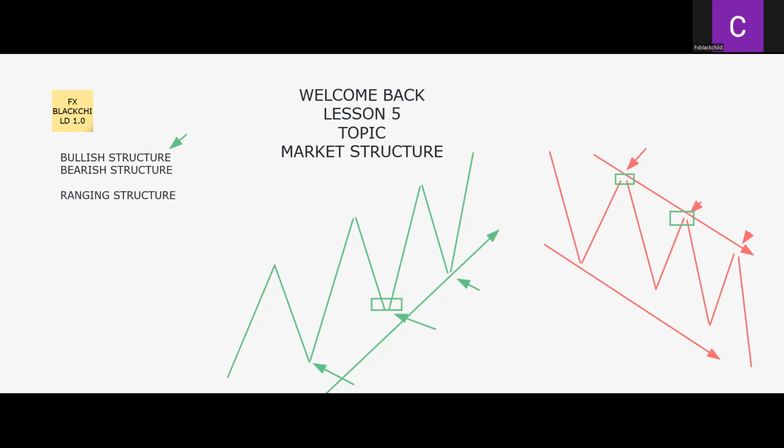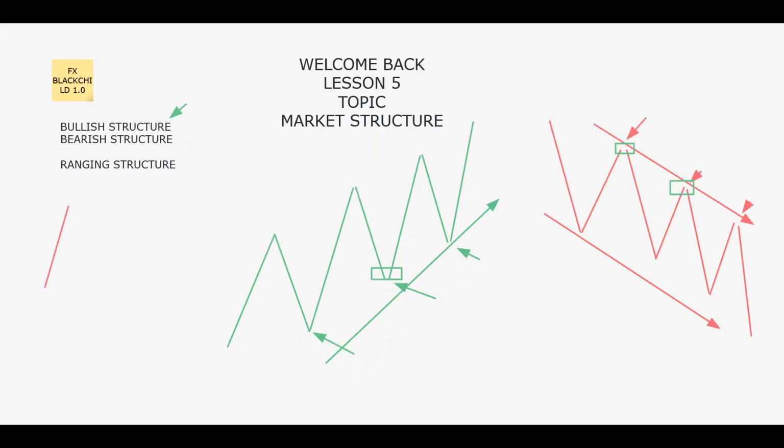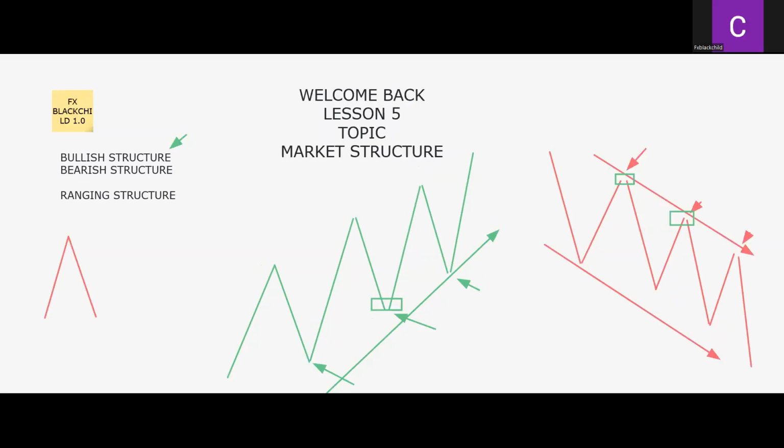Because it's going down. So the last one is a ranging structure. A ranging structure is something that does not go up or down. It just creates a sideways movement, whereby the market goes up and then comes down, goes up, comes down, goes up, comes down. You can see that this market is actually not going up and not going down, and this is what is called a ranging structure. Why? Because it's not going up, it's not going down.